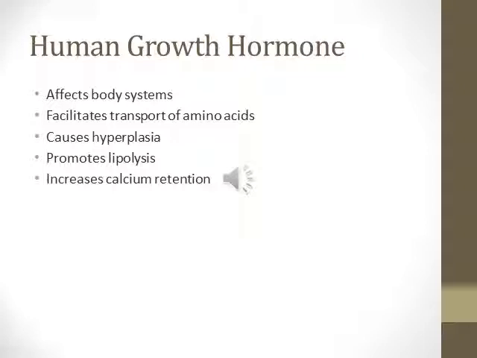Some other things that occur with human growth hormone: it facilitates the transport of amino acids, causes hyperplasia. So again, the difference between hypertrophy and hyperplasia when you're looking at muscle is hypertrophy is an increase in the size of the muscle fibers. Hyperplasia is a splitting and increase in number of the muscle fibers. So it does promote that. It also promotes lipolysis, or the breakdown of fat. Again, that could be utilized for energy purposes. It increases calcium retention, and again, it utilizes the amino acids in the body. So again, it could help with some of that protein synthesis.